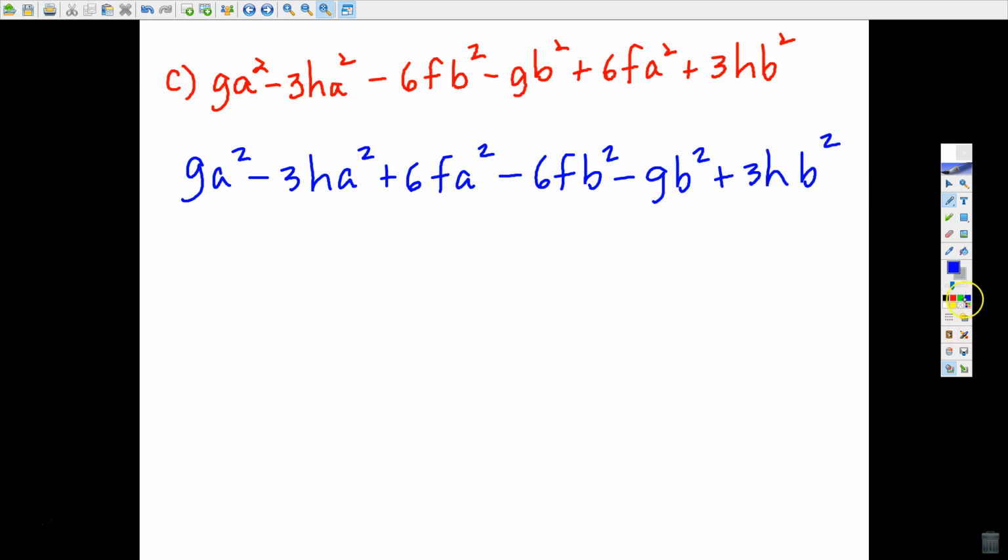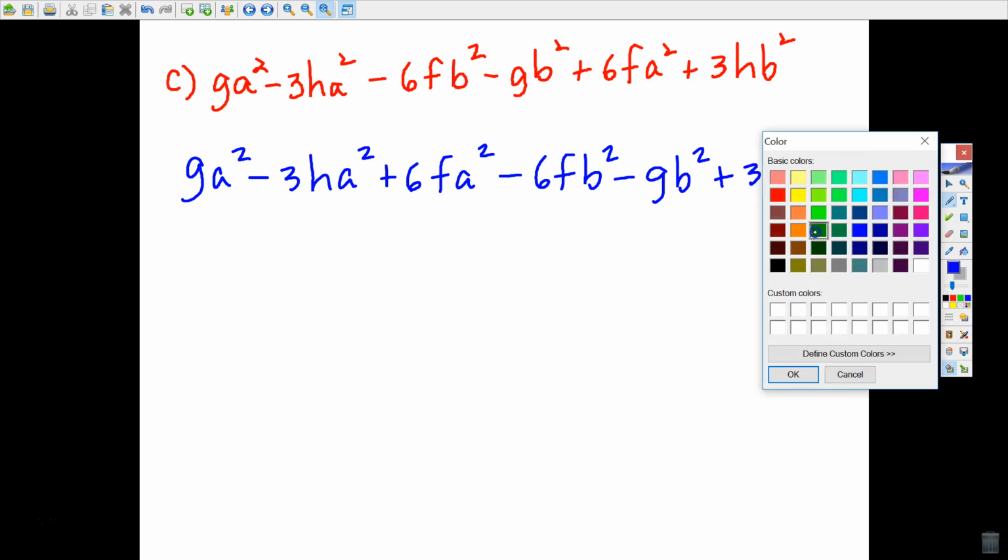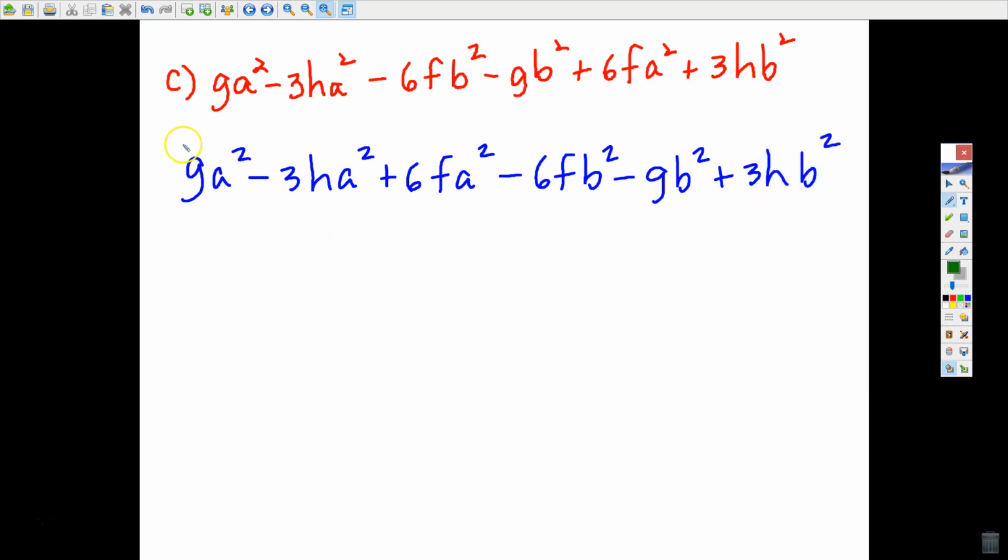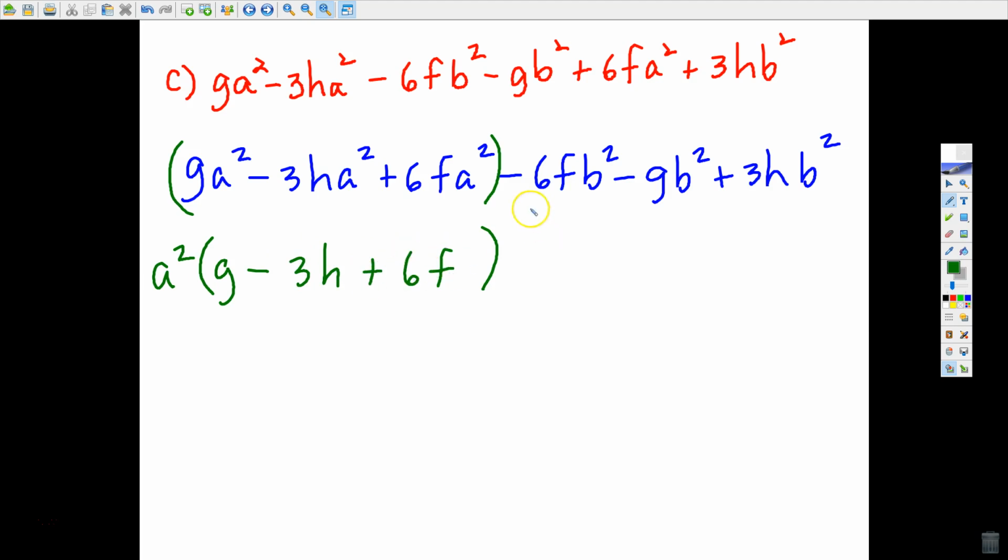And now we're back to doing what we did before. You can just think of the first 3, factor out that A squared. And Will, when I factor out A squared in the first 3, what's left? Minus 3h plus 6f. Okay, and I'm going to bring down minus, and we already know that B squared is the GCF for the second group.